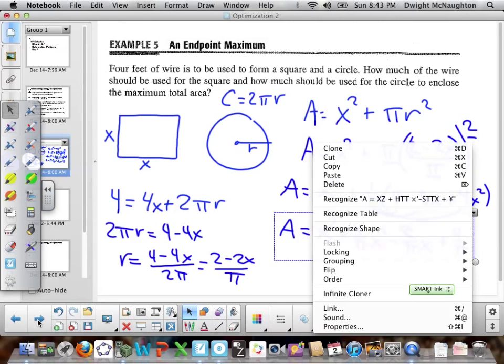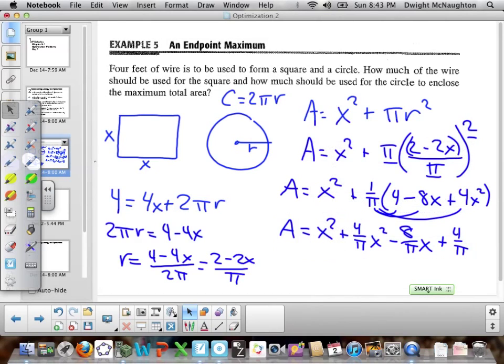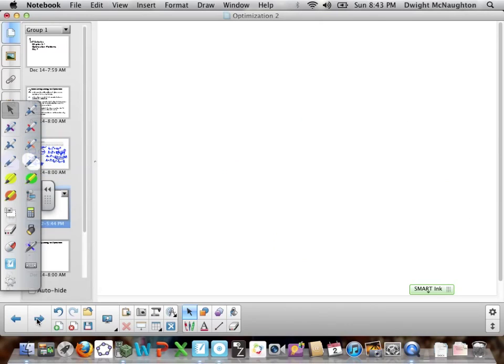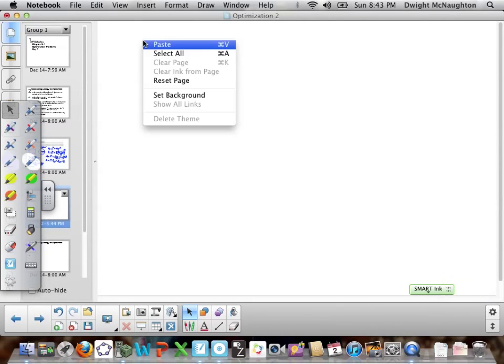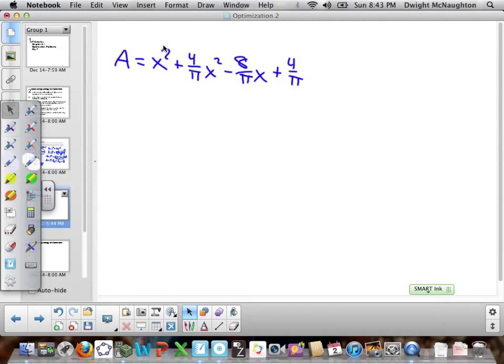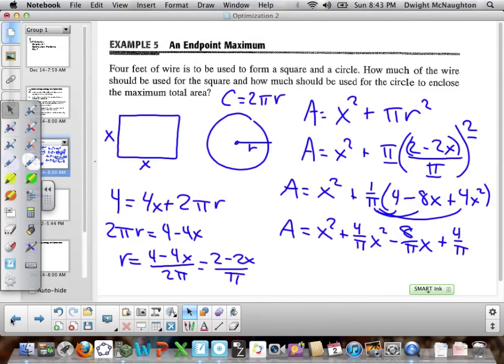All right, let's get to a new screen. All right, and now we will differentiate it. We use the first derivative test, remembering we want to take a look and define our domain and range. Should have done that a little bit quicker.